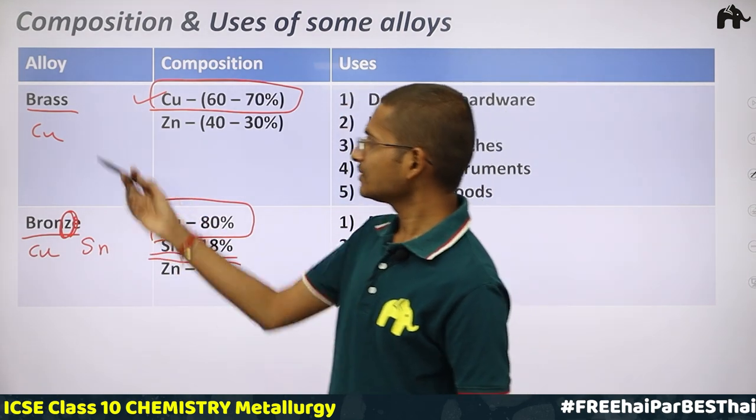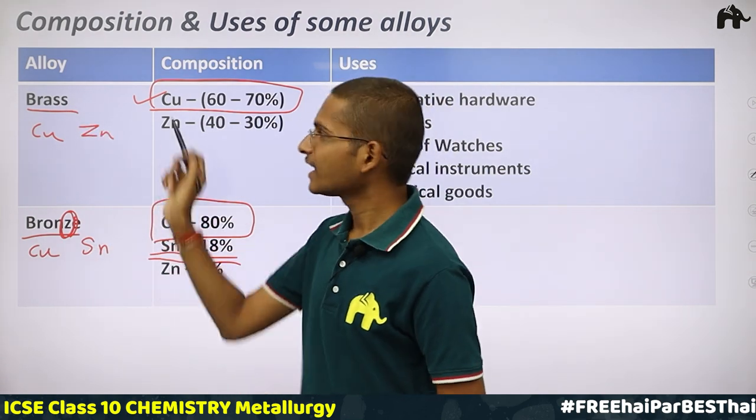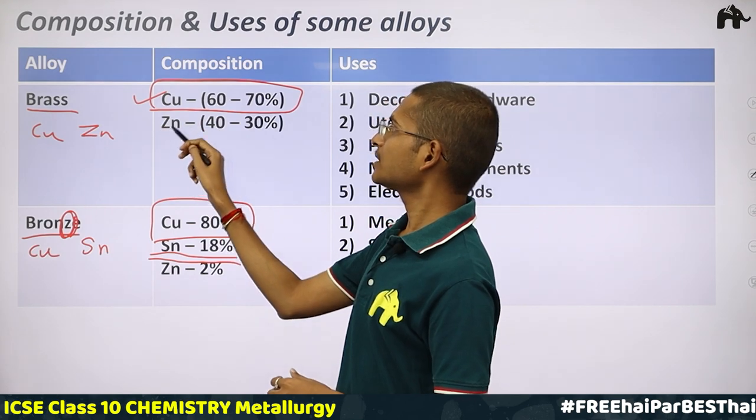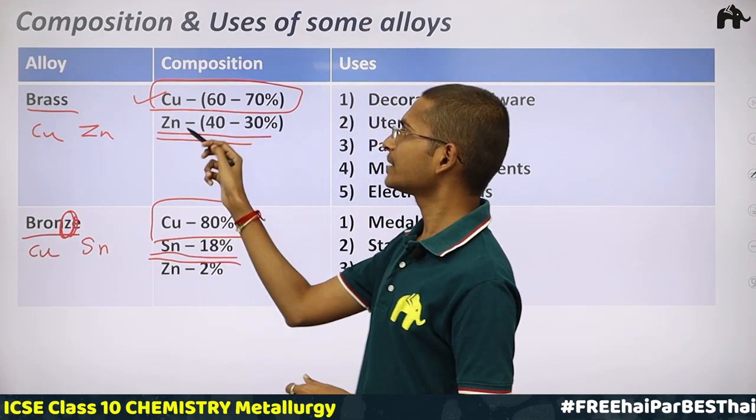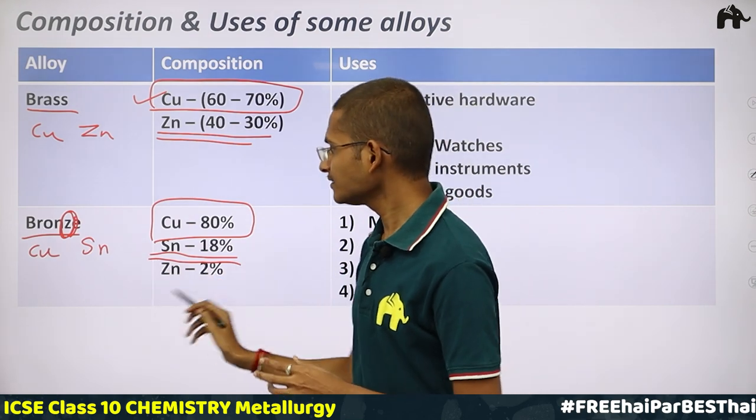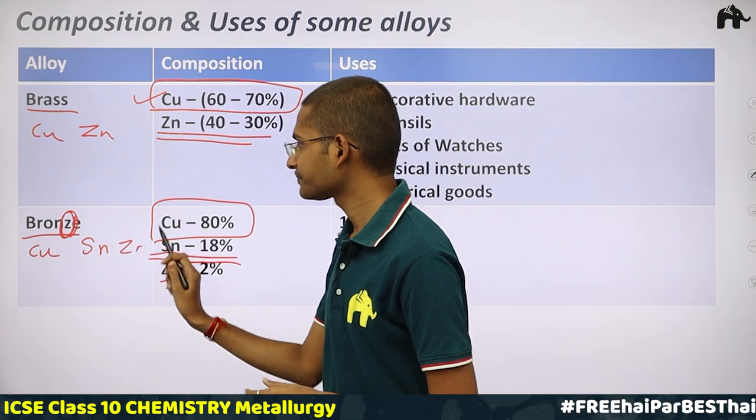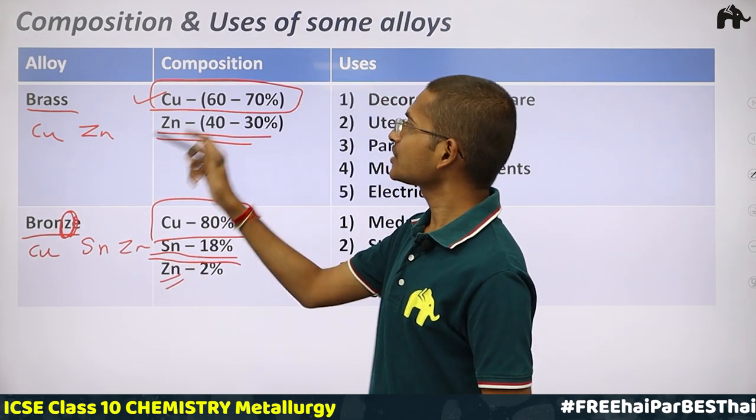Okay, and here since there is no Z, you just fall in love for Z, that is zinc. And yes, apart from copper, the other metal from which brass is made is zinc. So in this way you can just remember. After tin, you can just figure out that the last 2% is zinc. Clear with this part? So composition: copper and zinc.